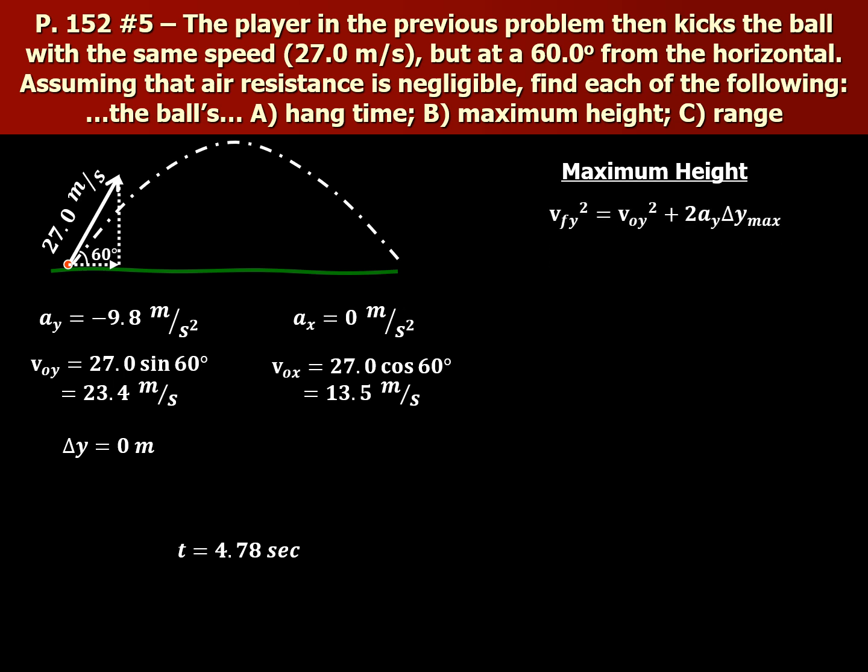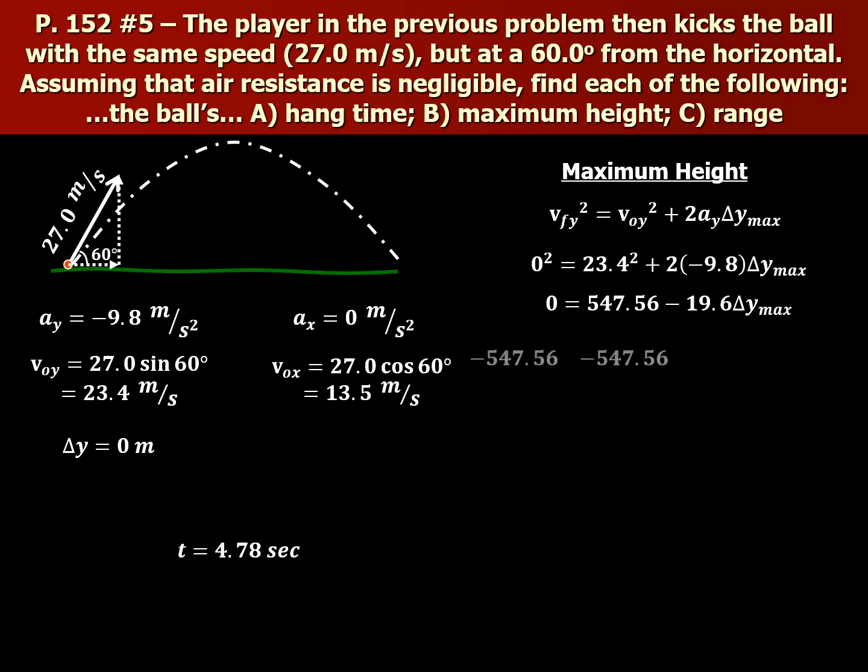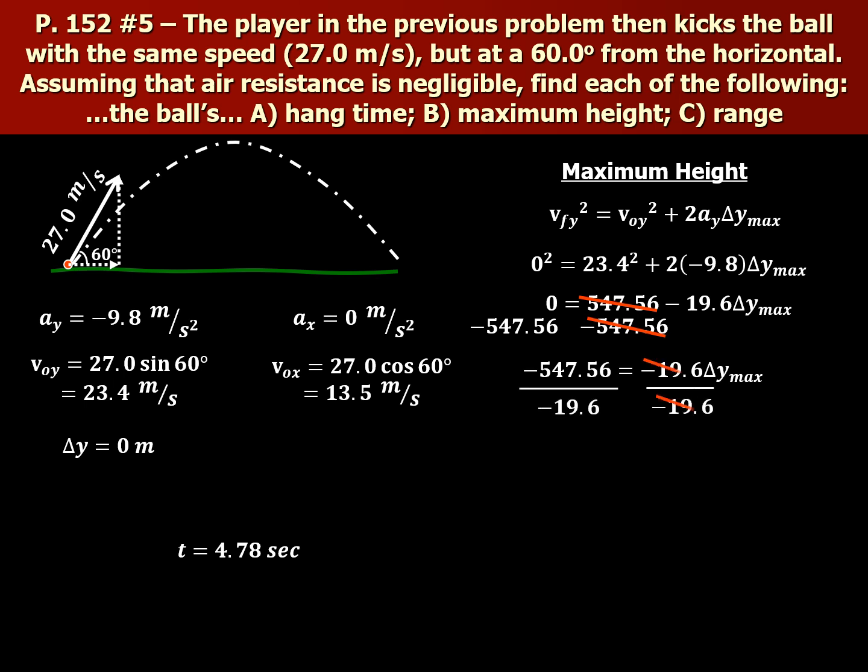So we're going to use the final velocity in the y direction squared. It's going to be equal to initial velocity in the y direction squared plus 2 times acceleration in the y direction times displacement in the y direction maximum. Final velocity is 0, initial velocity is 23.4, and acceleration negative 9.8. We're going to subtract both sides by 547.56. Then we're going to divide by negative 19.6. And we get that the max height is going to be 27.9.